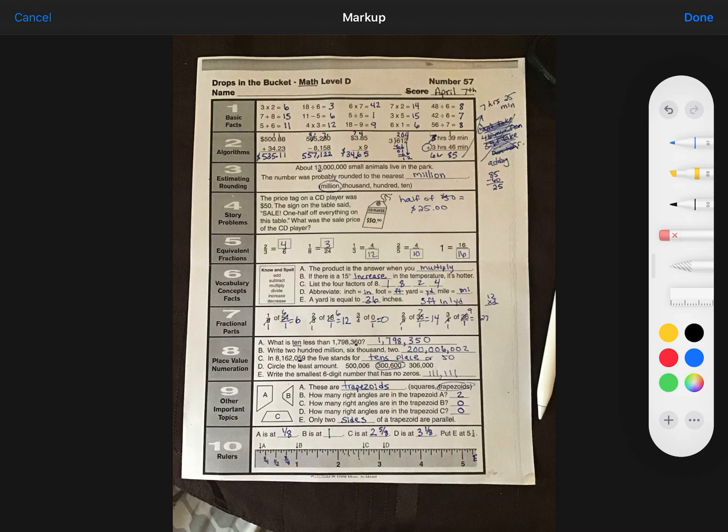Okay, number 4, story problems. The price tag on a CD player was $50. The sign on the table said, "Sale, 1/2 off everything on this table." So what was the sale price of the CD player? Well, if we know it's $50 on the tag and it's supposed to be half off, we know half of 50 is $25. So that CD player on sale is going to be $25. That's a bargain.